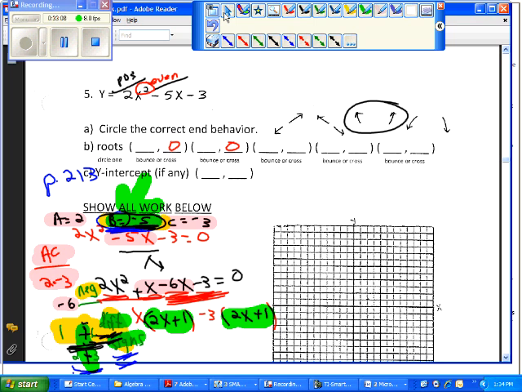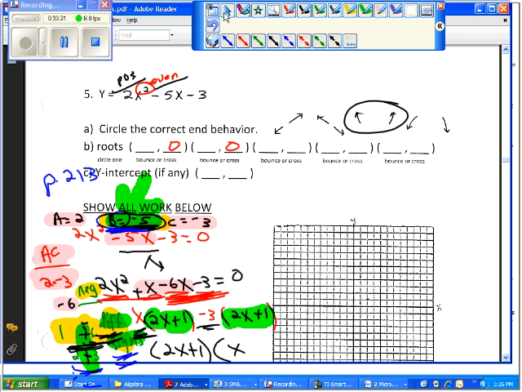So now we're going to write it as the product of two binomials. The first binomial is that common binomial of 2x plus 1. And the second binomial is the pieces x minus 3. So it's factored, but we still don't know the roots. We know the factors.